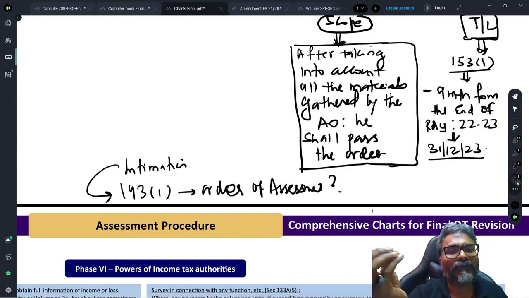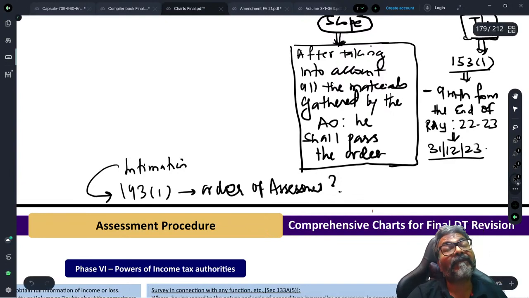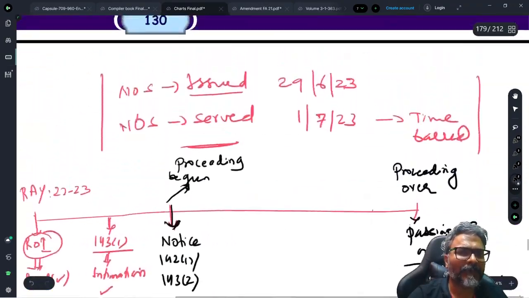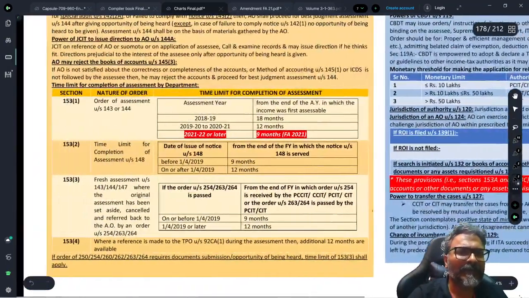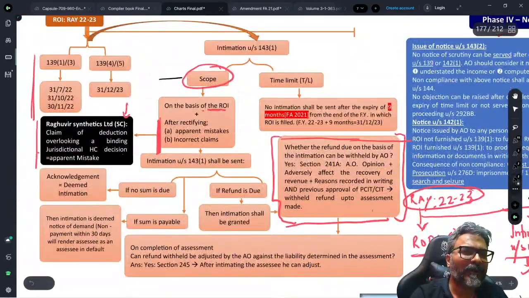The crux of the question is this only, whether an intimation of 143.1 can be considered to be an order of assessment. So the answer definitely has to be no. An intimation of 143.1 can never ever be considered to be an order of assessment. And why is it so? Just now you have seen the scope of intimation, and now you are seeing the scope of the order of assessment.